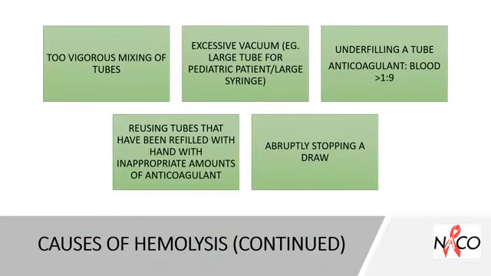Too vigorous mixing of tubes, using too great a vacuum, for example, using too large a tube for a pediatric patient or using too large a syringe. Underfilling a tube so that the ratio of the anticoagulant to blood is greater than 1:9. Reuse of tubes that have been refilled by hand with inappropriate amounts of anticoagulants, and abruptly stopping a draw, for example, withdrawing a 6 ml tube when half of it is filled. All these factors can cause hemolysis.